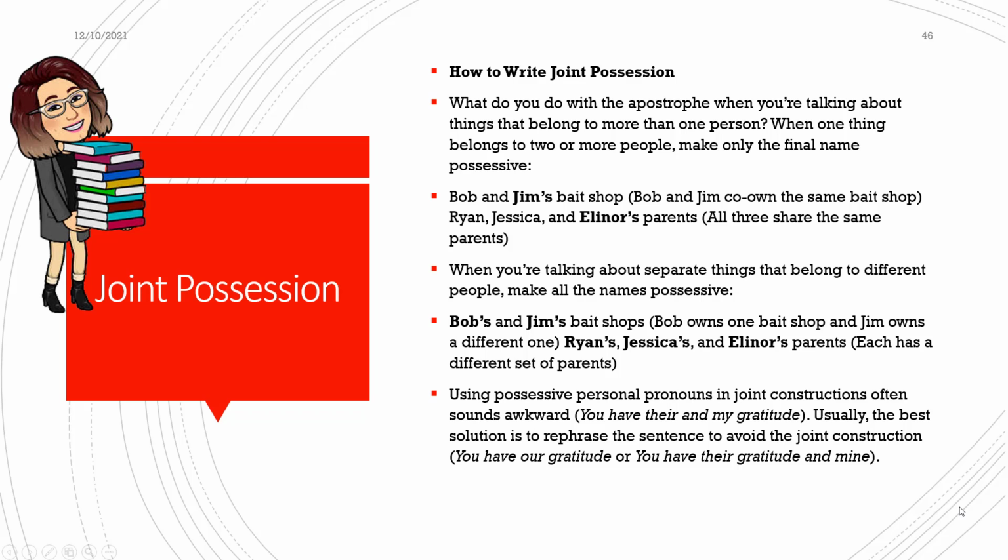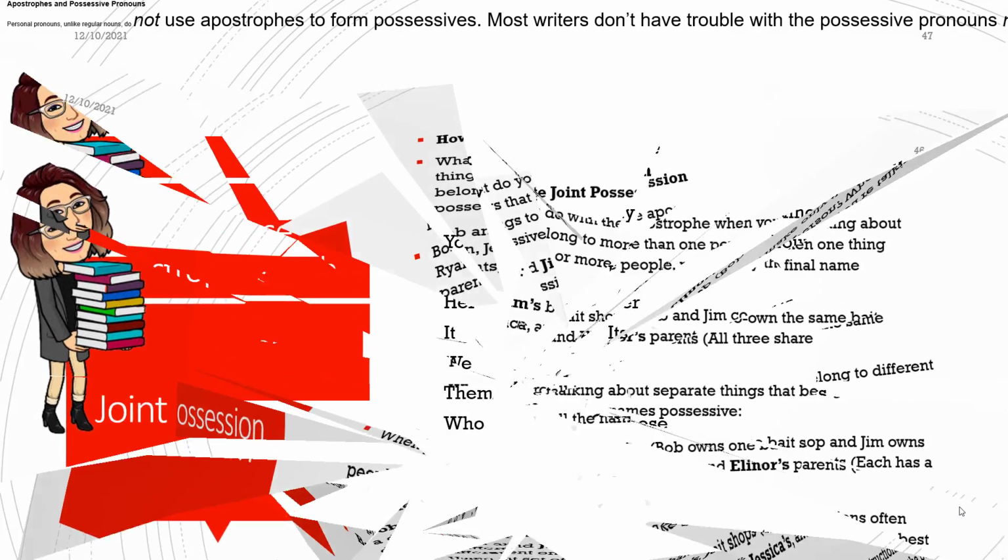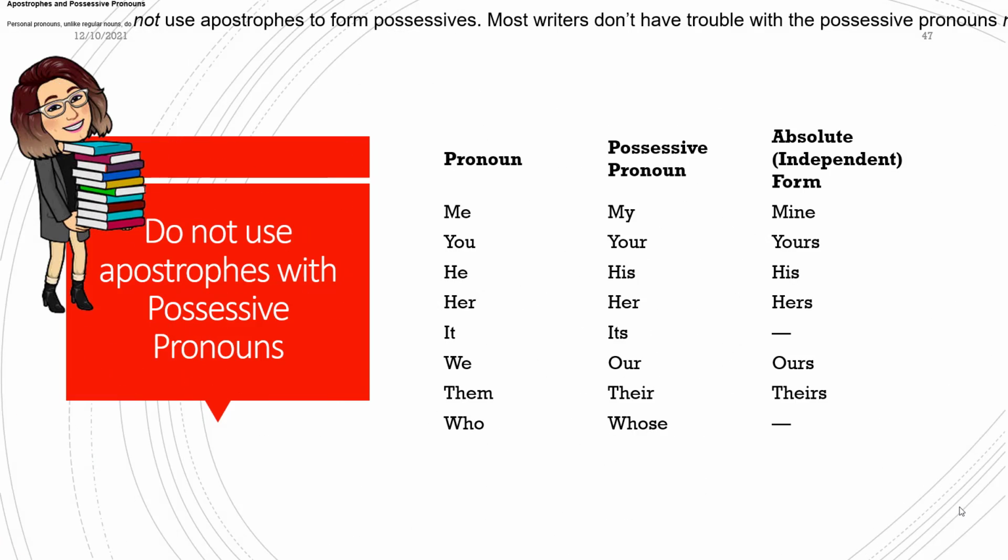And if you have two people that own something, then you would say Bob and Jim's Bake Shop, not Bob's and Jim's Bake Shop. Robert and Mary's book, not Rob's and Mary's book. So that's how you would do it for two people. Do not use apostrophes with possessive pronouns. I was just saying the dog wags its tail. So: my, your, his, her, its, our, their, whose.